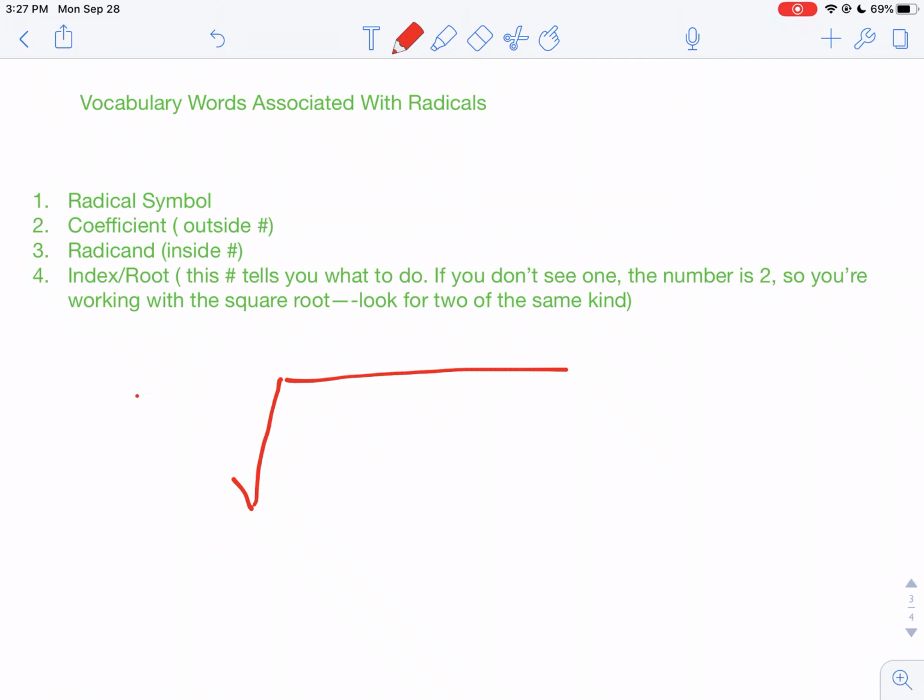I'm going to put a 4 here. This is called the coefficient, and the coefficient is what I call the outside number. So you will hear me refer to outside numbers and inside numbers. The coefficient is the outside number. And then there is the radicand, which is the inside number, the number under the radical root. The radicand is under the radical root. I'm going to put a 12 down.